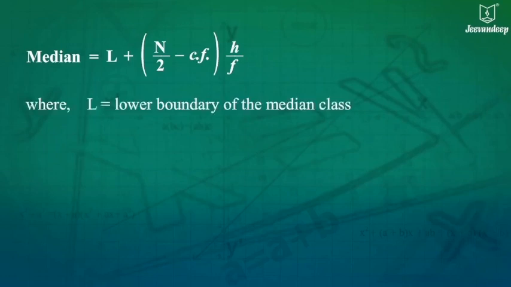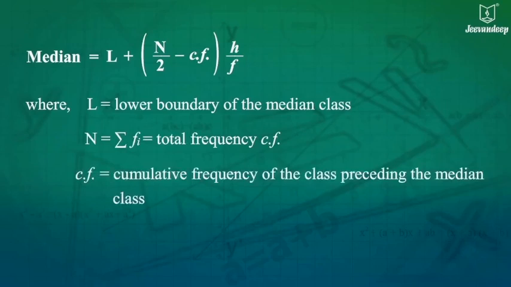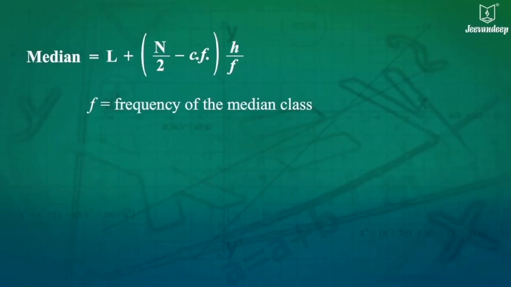Where L equals lower boundary of the median class, n equals sigma fi, that is total frequency, cf equals cumulative frequency of the class preceding the median class, f equals frequency of the median class, h equals width of the median class.